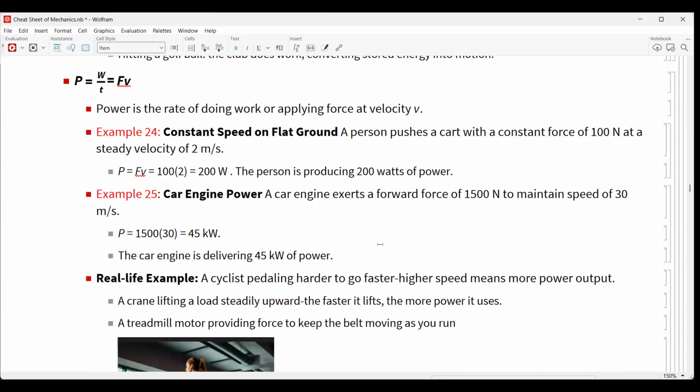A car engine exerts a forward force of 1,500 Newtons to maintain a speed of 30 meters per second. So we have the force equal to 1,500 newtons and the speed is 30. So that is equal to 45 kilowatts. The car engine is delivering 45 kilowatts of power.